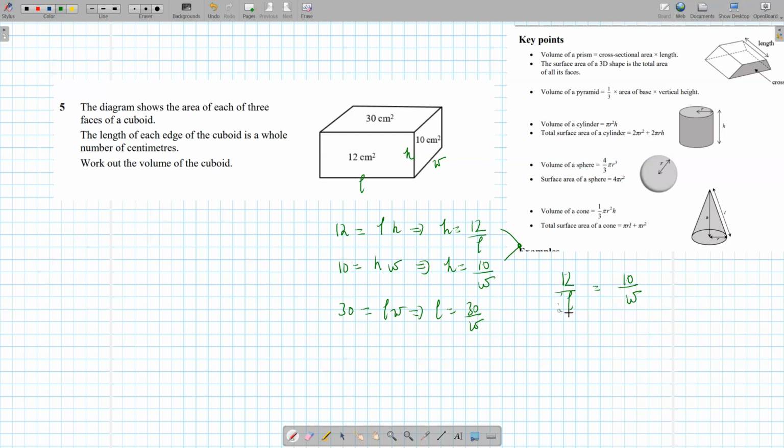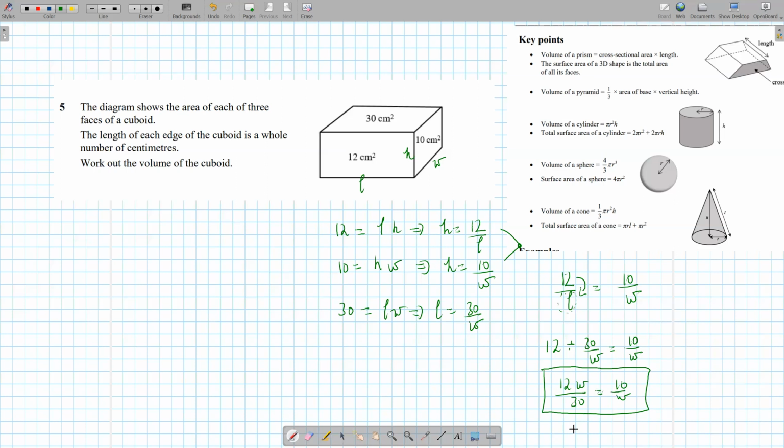Now what is L in terms of W? Look at the third equation. L is 30 divided by W, yeah? So you have 12 divided by 30 over W is equal to 10 over W, like that, right? 12 divided by L, or 12 divided by 30 over W, which is the same thing as 12 times W over 30, is equal to 10 over W. There we go. We get a linear equation with one variable, and that we can solve.